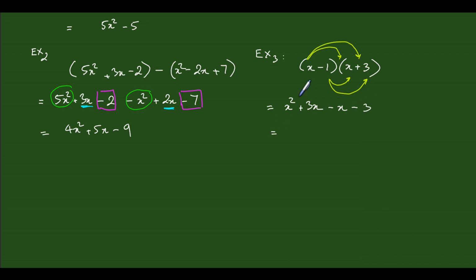Then now I'm going to combine those terms. So x squared, you cannot do anything. 3x minus x is 2x, minus 3. So that will be your answer.